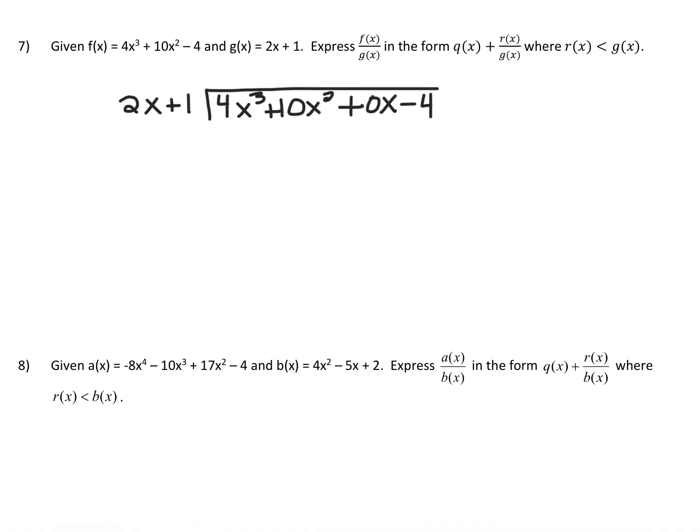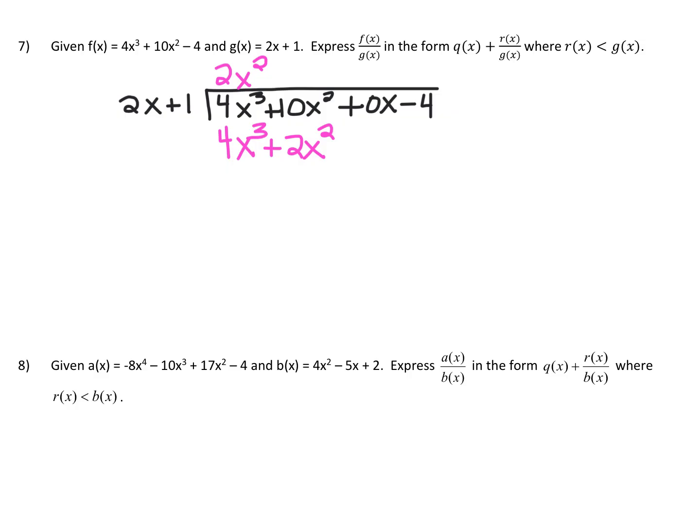So we want to look at our first term outside the division bar and say, what do I multiply that by to give me this first term under the division bar? So 2x times what will give me 4x cubed? Well, 2x squared. So we put that on top here. And then we're going to distribute. So 2x squared times 2x is 4x cubed, and 2x squared times 1 is 2x squared.